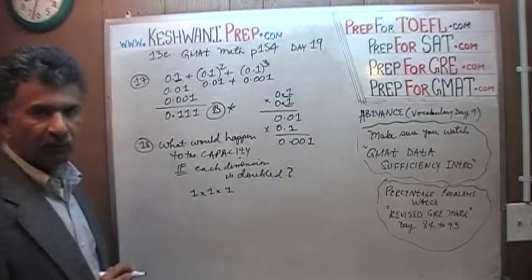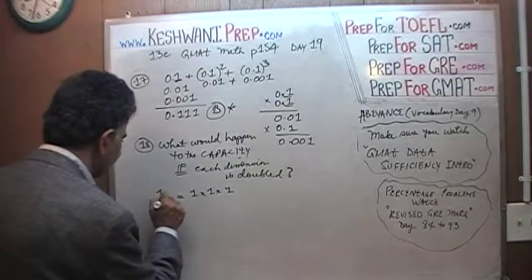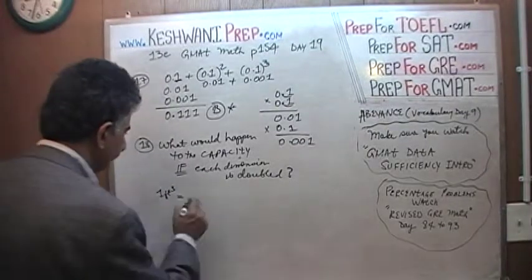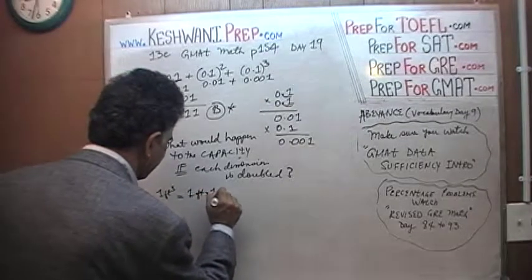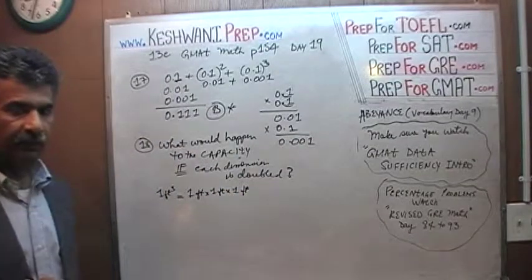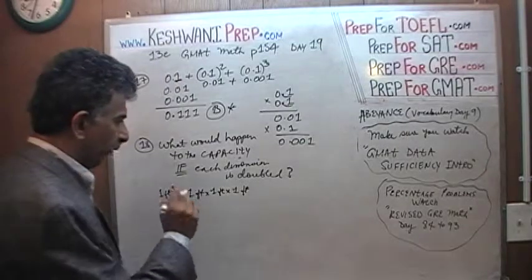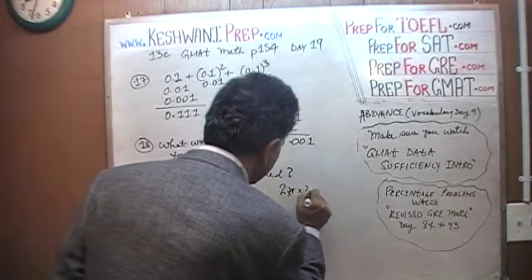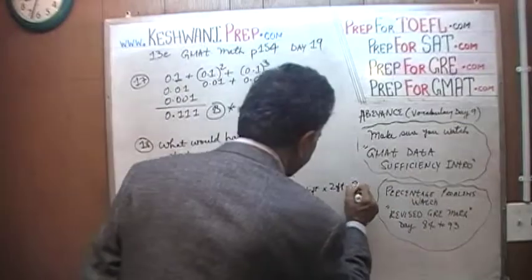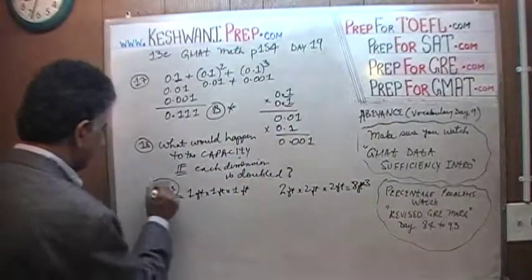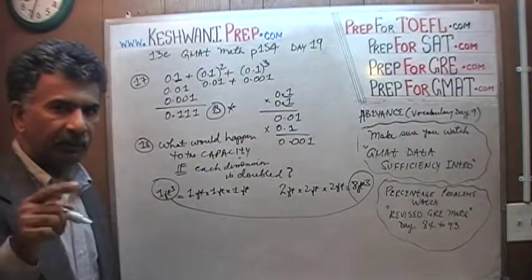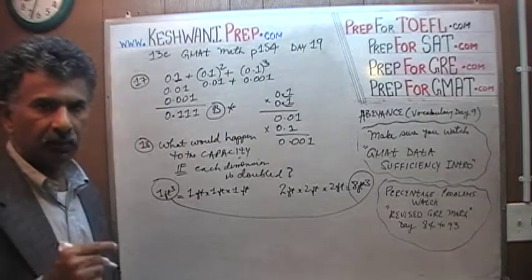The capacity of this box will be 1 cubic foot. This box has a capacity of 1 cubic foot. What happens if we double all the dimensions? Instead of 1 foot by 1 foot by 1 foot, if we have 2 feet by 2 feet by 2 feet, what happens to it? The capacity of the new box is 8 cubic feet. It is 8 times the amount, because there are 3 dimensions and they are all being doubled, so it's 2 to the 3rd power, 2 times 2 times 2.